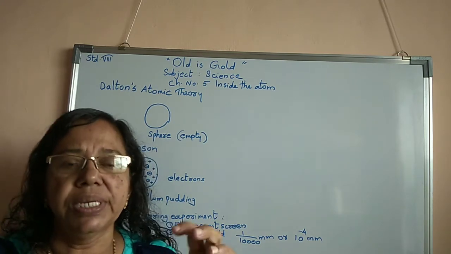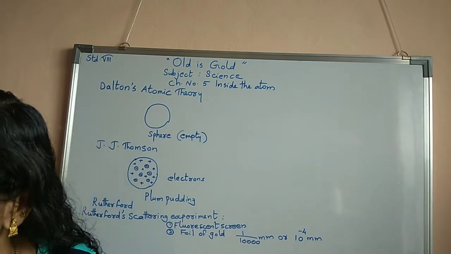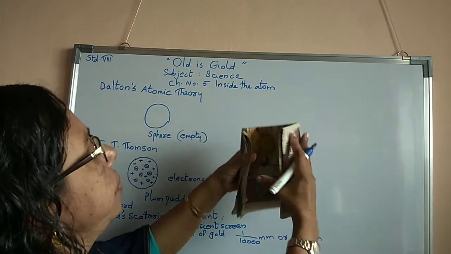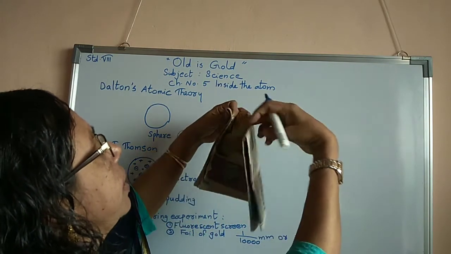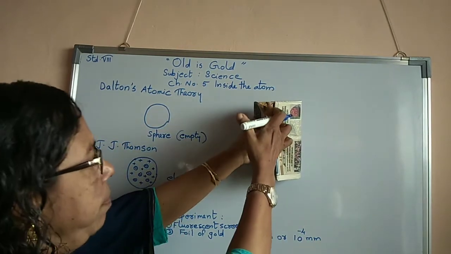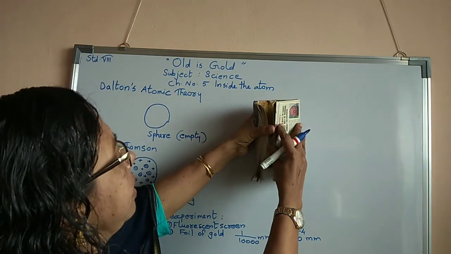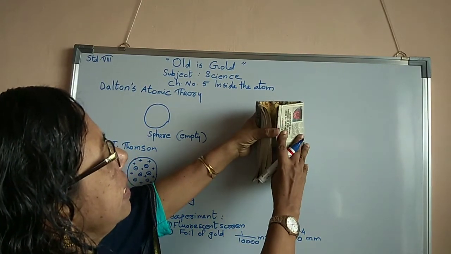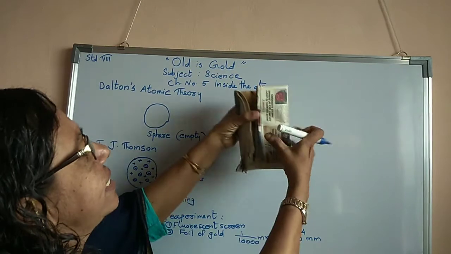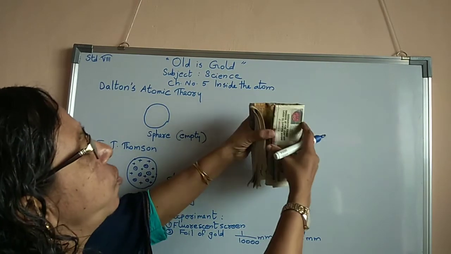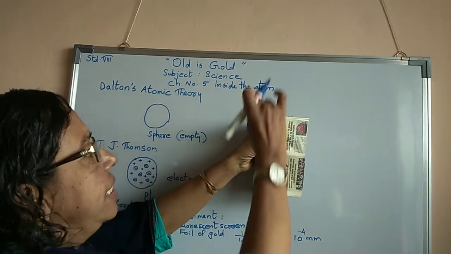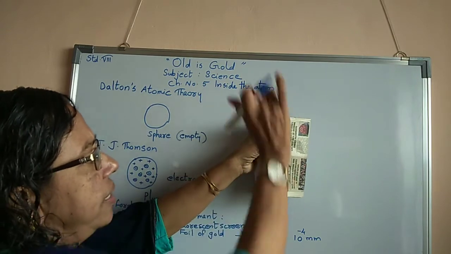Now, how did he do it? I will show you that experiment. Just imagine the screen; how he made it, I am telling you. He took one sheet, then rolled it like this. In the middle he kept one slit. Slit means a gap. Inside this screen he kept the gold, a very thin sheet of gold. You consider this screen as fluorescent, having light emitting power.